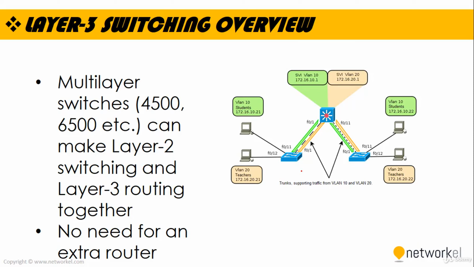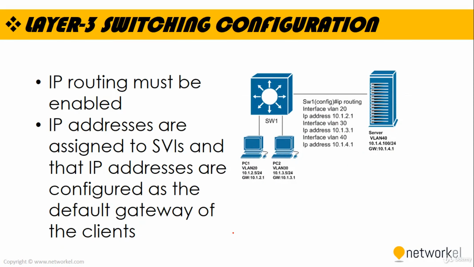Let's go ahead with layer 3 switching now. Guys, traditional network switches operate at layer 2 of the OSI model, while network routers operate at layer 3, as you know. A layer 3 switch is a specialized hardware device with routing capabilities. For this purpose, we need to configure interfaces called SVI, Switch Virtual Interface, for each VLAN and put an IP address on it. This IP address can be used by computers as their default gateway.